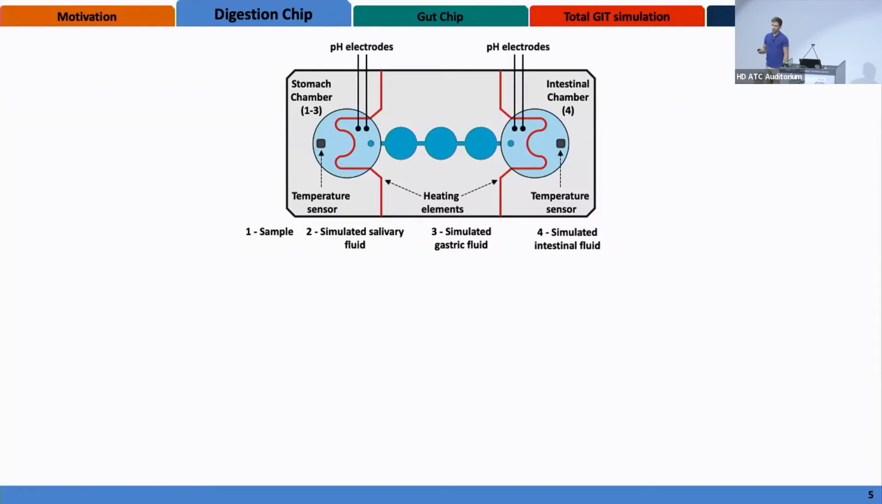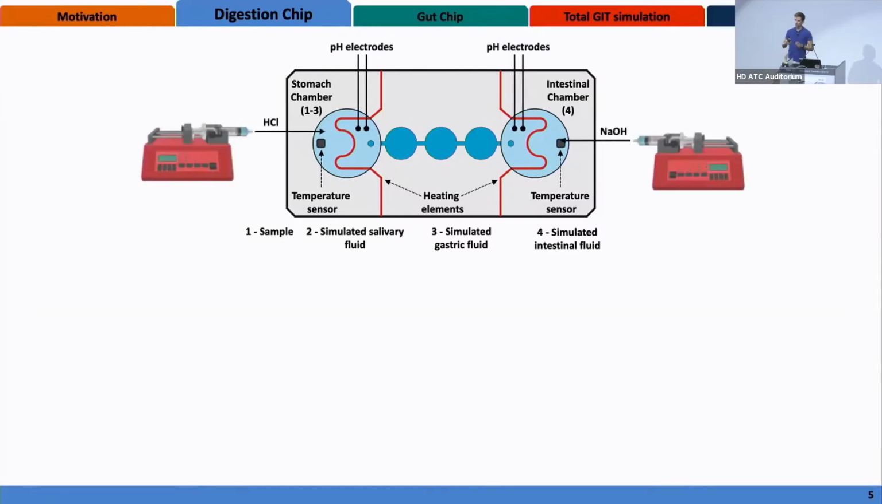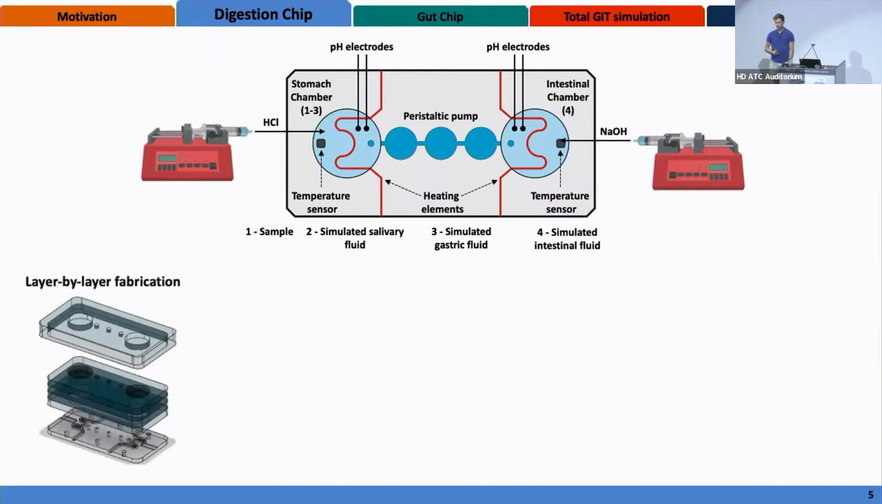We also have pH electrodes, which are working in a feedback loop with two syringe pumps, two for each chamber, that can add either HCl or NaOH to bring the pH up and down as required. And finally, you've got a peristaltic pump connecting the two chambers that allows us to do that gastric emptying that I told you before. In terms of fabrication, we opted for a layer-by-layer approach using PMMA sheets that have been machined either by CNC or laser cut.